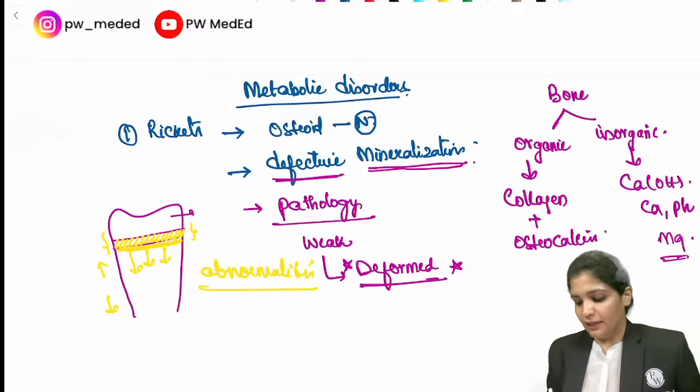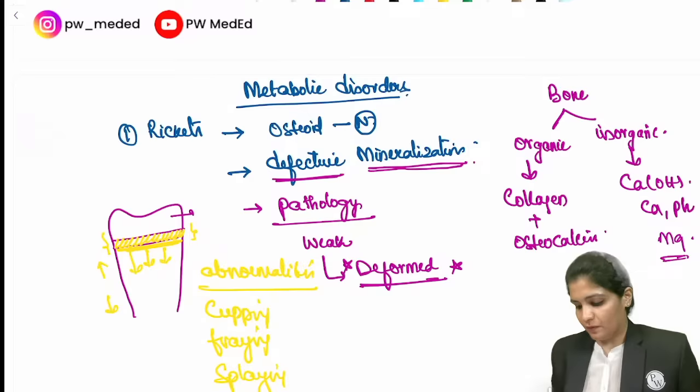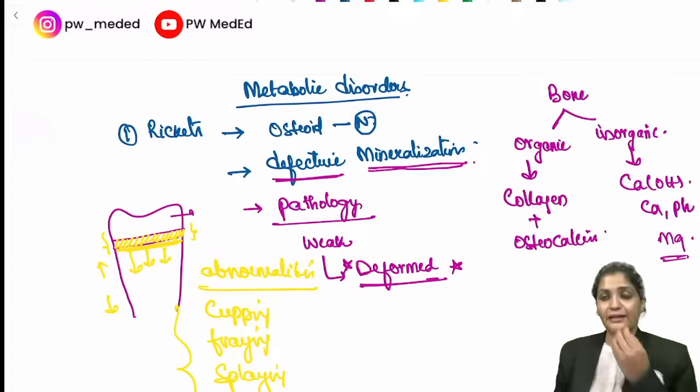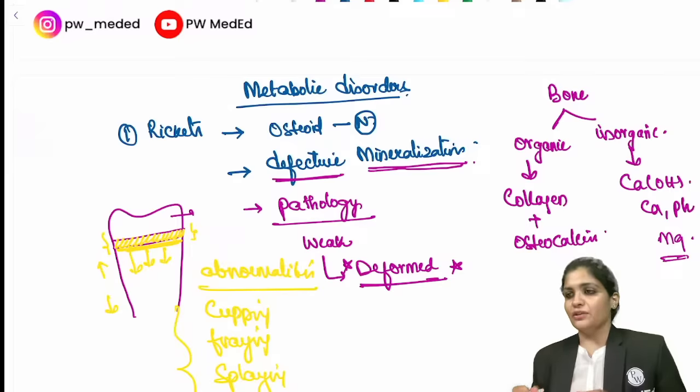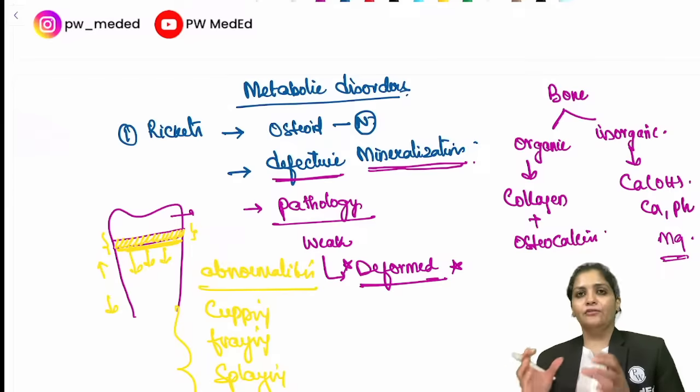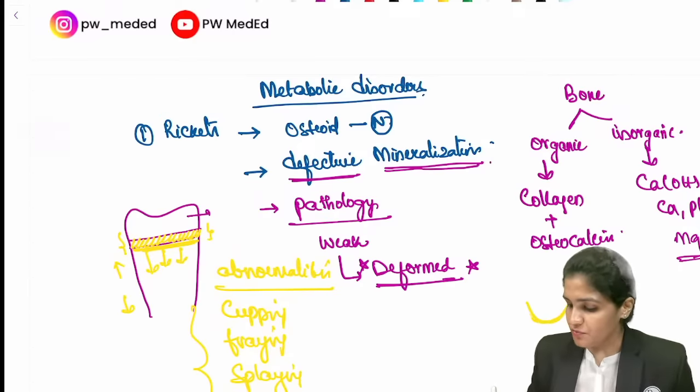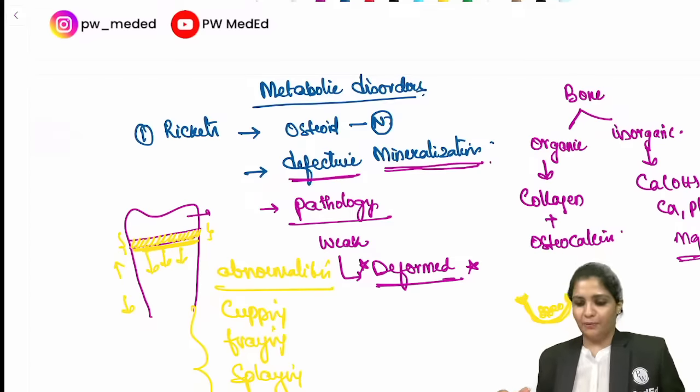right? So that is the cupping, the fraying and the splaying and the widening, and there will be delay in presence of epiphysis, right? So these are some of the important conditions which are seen in case of wrist joint. So there will be delayed appearance of your epiphysis, and then there will be cupping. Cupping is nothing but cup like deformity which is formed because of accumulation of the osteoid or cartilage cells, right? And then there will be splaying, which is widening of these ends of the epiphysis.